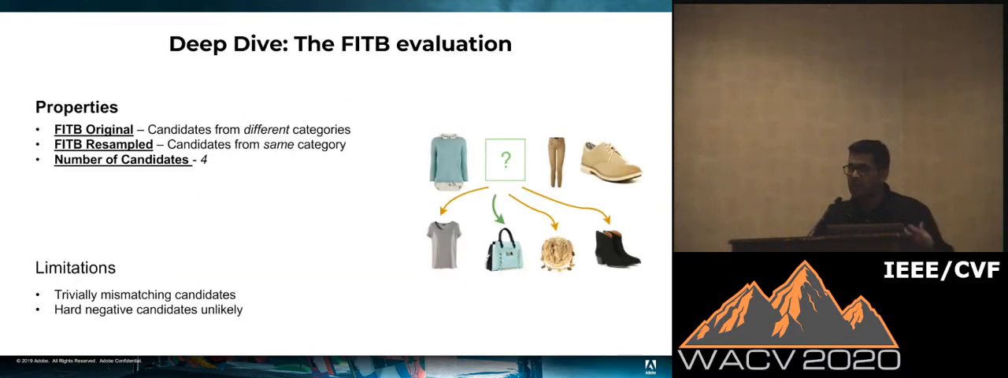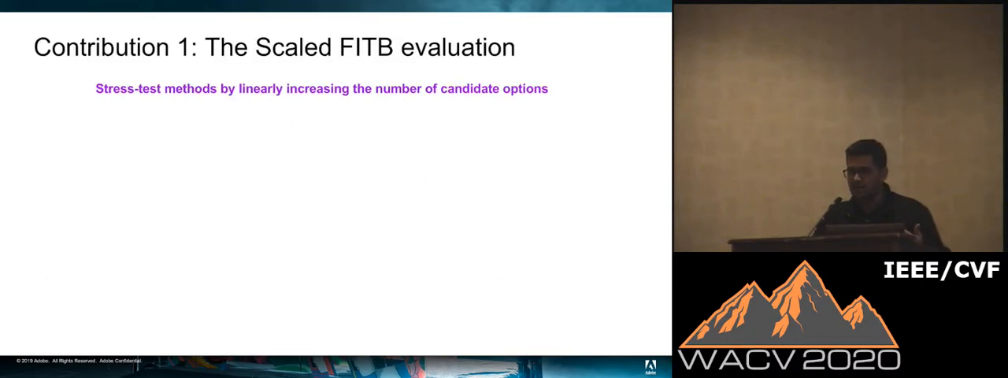Evaluation manifests in two forms. First is the FITB original evaluation, where all candidates are sampled from different categories. Next is the FITB resampled evaluation, where candidates are sampled from the same category. All existing methods report performance using exactly four candidate options.